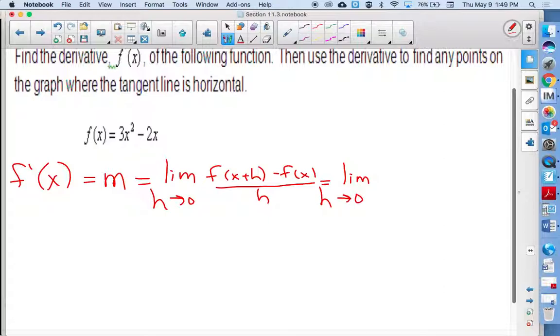So we're taking x plus h, plugging it in with the 3 and squaring it, minus 2 times that x plus h. And then you're subtracting the function, which I ran out of room. And then we're subtracting 3x squared minus 2x. And all of that's over h.